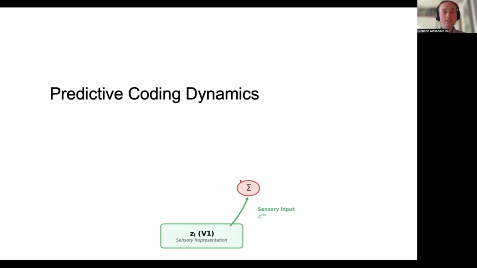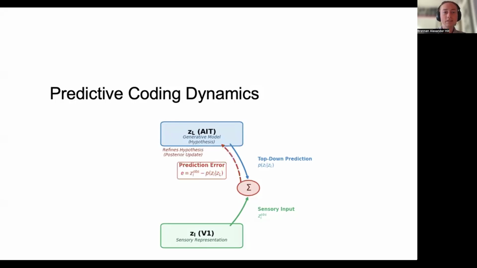The core contribution of our paper is the geometric interpretation of predictive coding. Usually networks simply process input bottom-up. Here we start with the sensory representation in V1, derived from the actual bottom-up input. Simultaneously, the higher level area, AIT, generates a hypothesis. It projects a top-down prediction of what it expects the lower area features to look like based on its current internal model. Then we compute the difference, the prediction error.